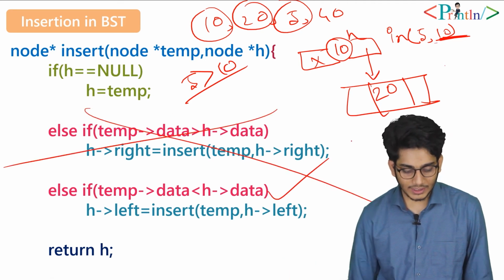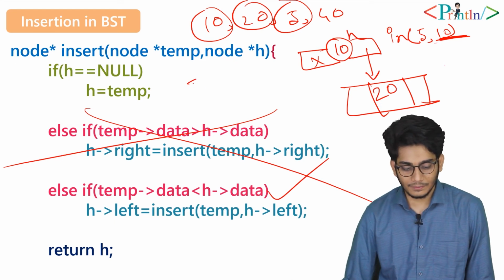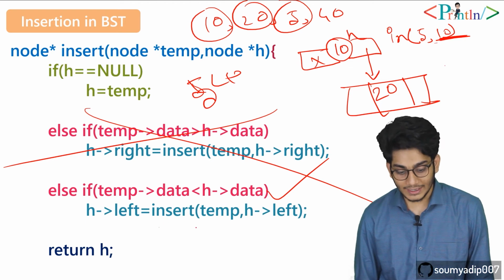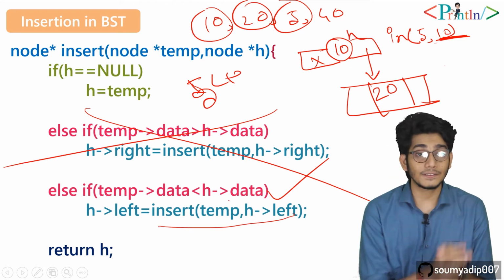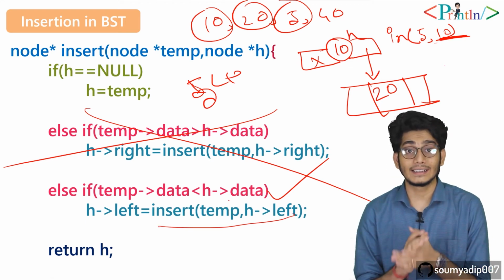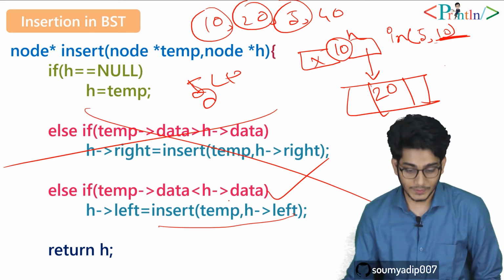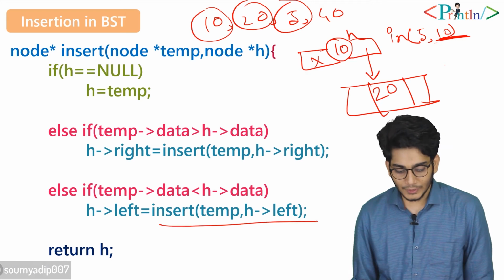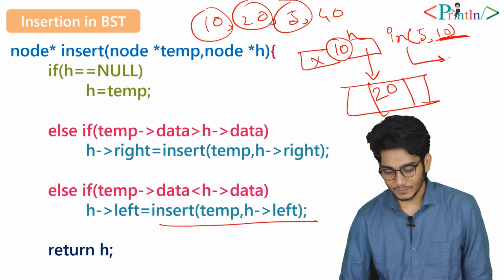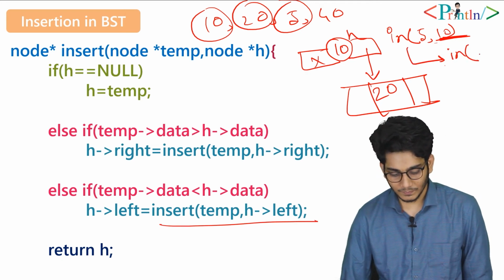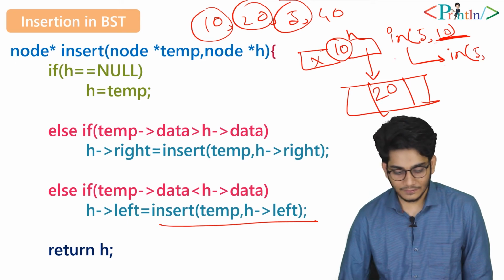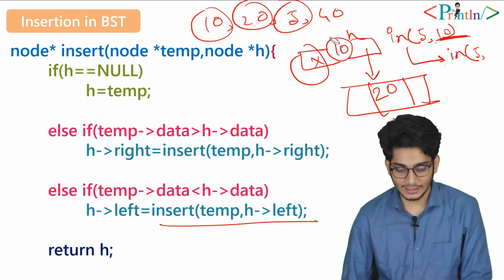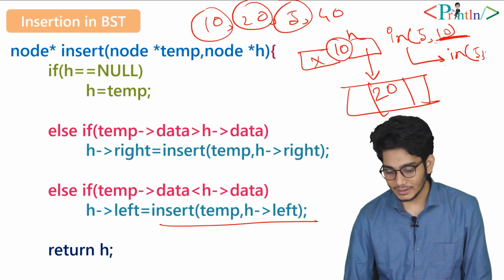Now we'll come here, then we'll see that 5 is less than 10. Yes, 5 is less than 10. So it means we'll again call in a recursive manner, this time for the left subtree. Previously we called it for the right subtree. So we'll simply pass temp, which is 5, and within age left, what do we have? We have null.